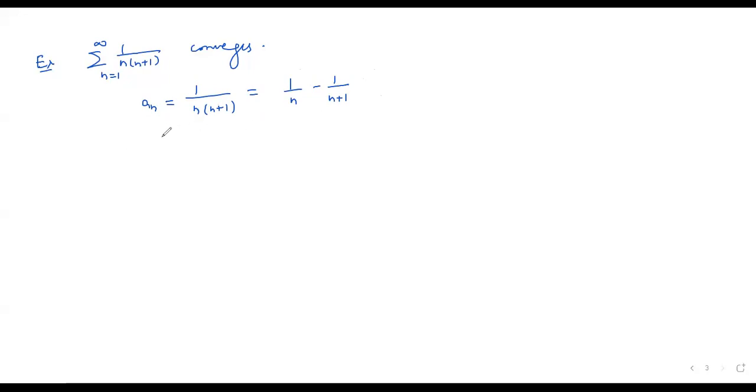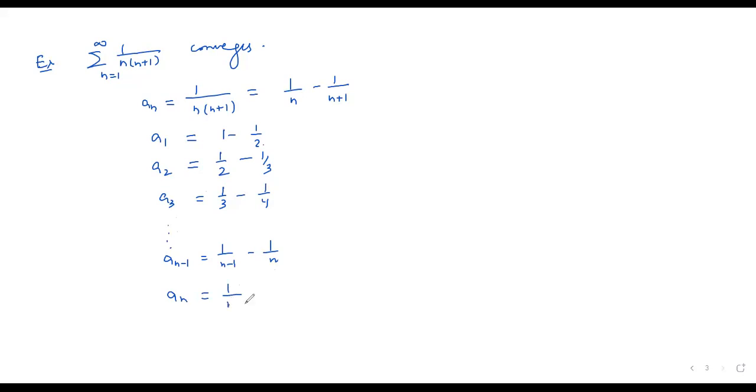Now, what would be a1? A1 would be 1 minus 1 by 2. What would be a2? A2 would be 1 by 2 minus 1 by 3. A3 would be 1 by 3 minus 1 by 4, and so on and so forth. An minus 1 would be 1 by n minus 1 minus 1 by n. And an would be 1 by n minus 1 by n plus 1.